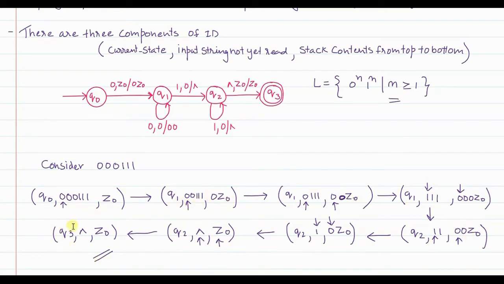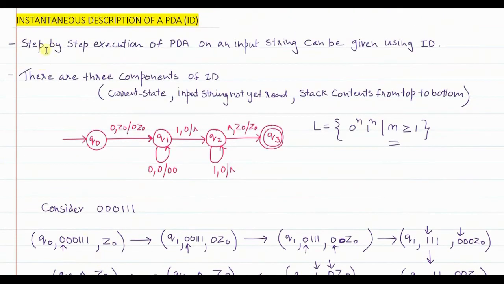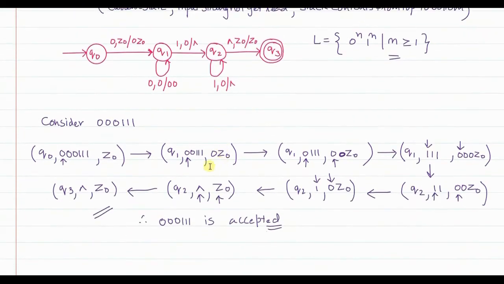Right. Since we reach Q3, that's a final state, stack is also empty and there is nothing else remaining to be read, we say that this string 000111 is accepted. Therefore 000111 is accepted. So this is basically the instantaneous description. Whenever they ask you to design a PDA, they might also ask you to trace a given input string. While tracing the input string, you will have to make use of the instantaneous description, ID.